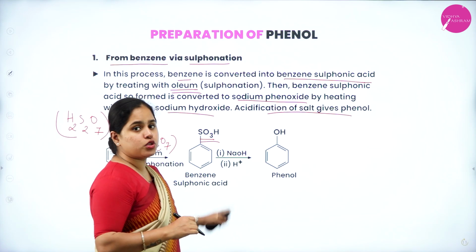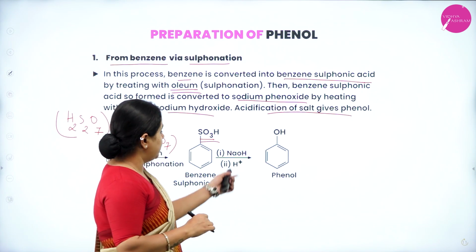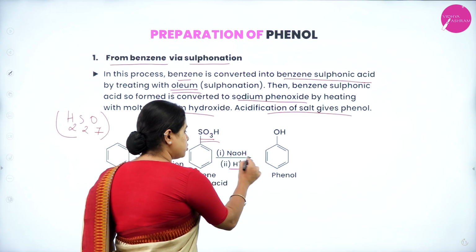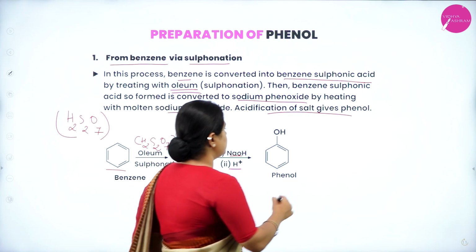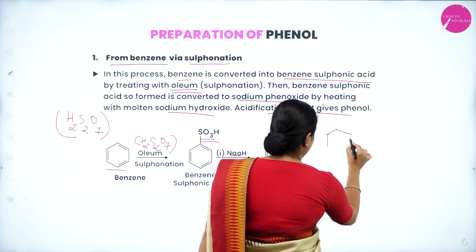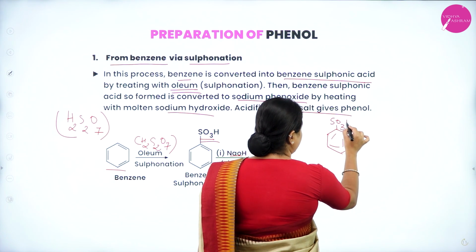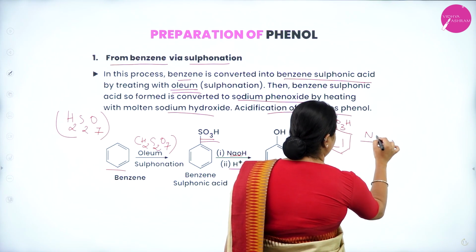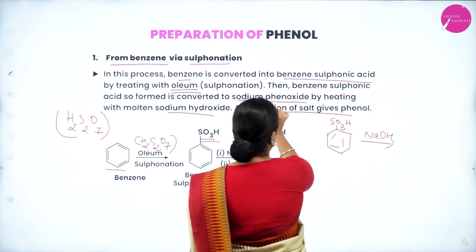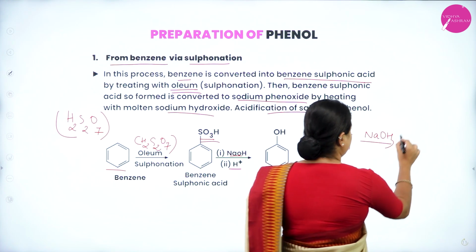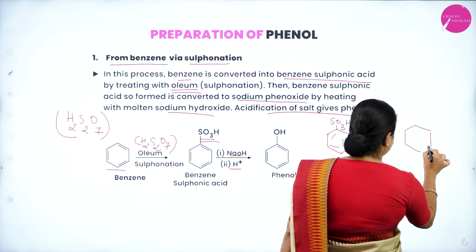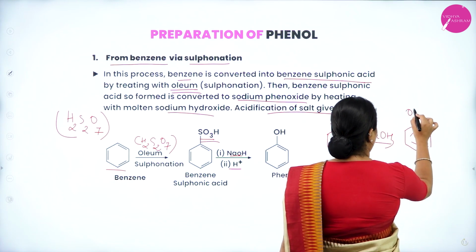So in the first step, sodium hydroxide is added. Then we are going to acidify it. So those two steps are written together here. So as you can see, benzene sulfonic acid will be formed first by the sulfonation of benzene. Now to this, as the first step, I am going to add sodium hydroxide, which will give me sodium phenoxide. Now what is sodium phenoxide? It is, on benzene, you will have ONa.